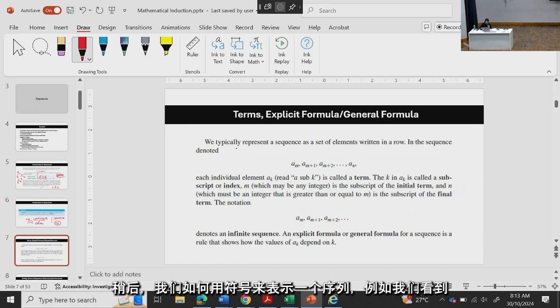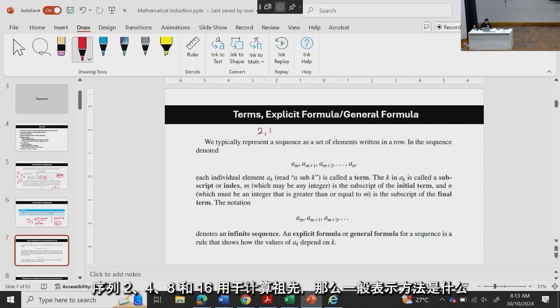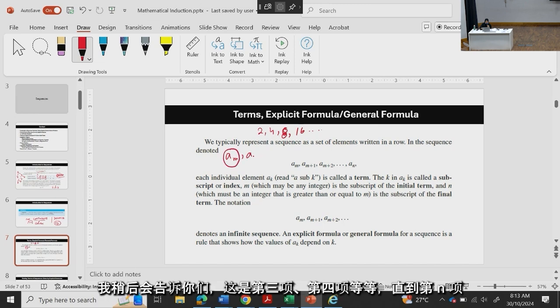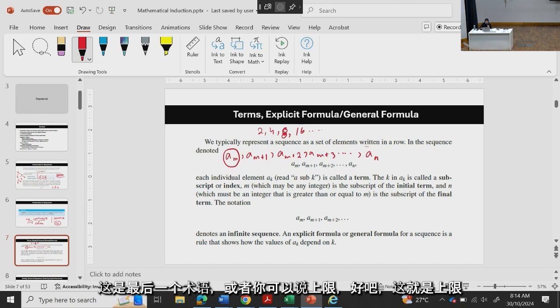So how do we symbolically represent a sequence? For example, we saw the sequence 2, 4, 8 and 16 for the calculation of ancestors. So what is the general representation of that? We take it as, let's say, this one. This is our first term. How do we read it? I'll show you that later. This is the third term, fourth term, and so on, up to the nth term, which is the final term, or you can say upper limit. This is known as the upper limit or the final term, and this is known as the initial value or lower limit. Okay, so remember this.